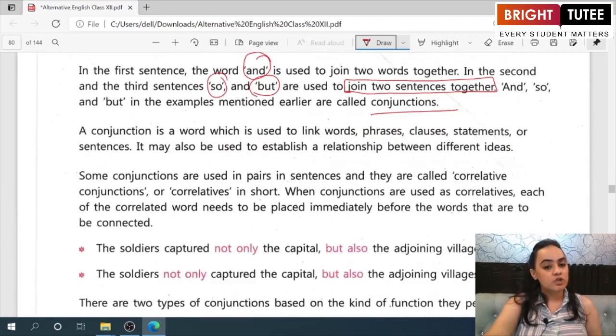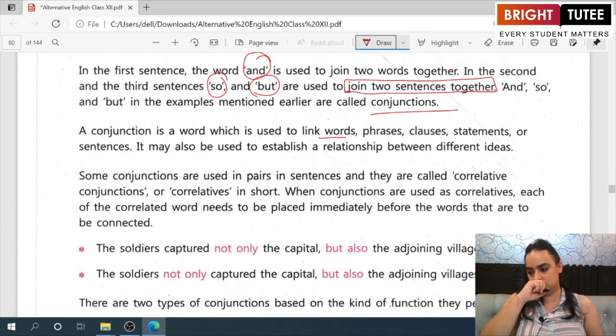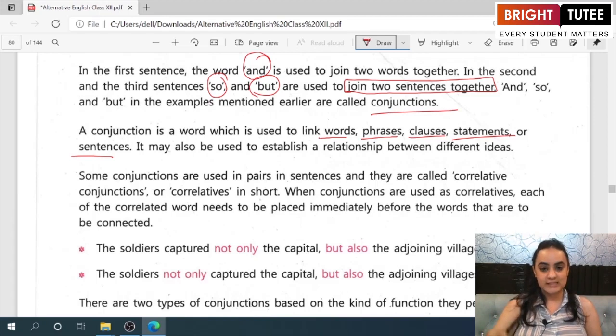Now, a conjunction is a word which is used to link words. They are used to link phrases, clauses, statements, or sentences. It may also be used to establish a relationship between the different ideas. So, they join two statements, two sentences, two phrases, two words, everything. So, connecting is done with the help of conjunctions.